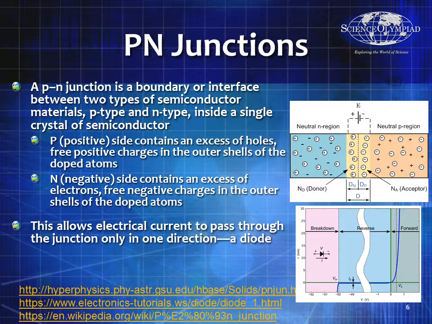And then you'll put the negative side. On the negative side, you'll have an excess of electrons. So in other words, these are negative electrons. This allows the electrical current to pass through the junction usually only in one direction, in the forward bias direction. Now the diagram of what the PN junction looks like is shown to the upper right, where you'll see on the left hand side the neutral N region and the neutral P region.